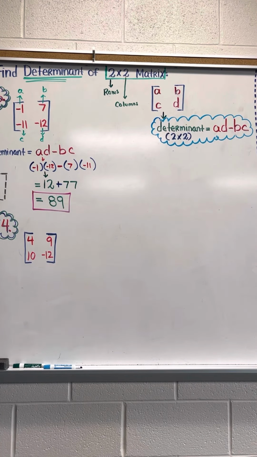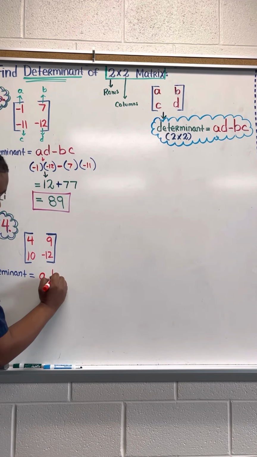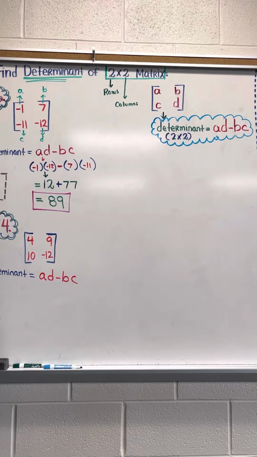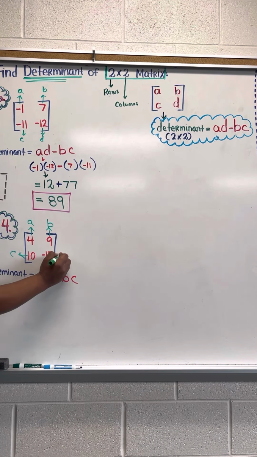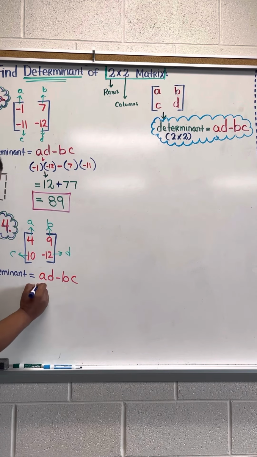And then we just have one more example. Same process. The determinant formula of a 2x2 matrix is just A times D minus B times C. Okay, once again, 4 is in the A slot, 9 is in the B slot, 10 is in the C slot, and then -12 is in the D slot. So all we gotta do, ladies and gentlemen, once again, is just plug in those values where they go in the formula.